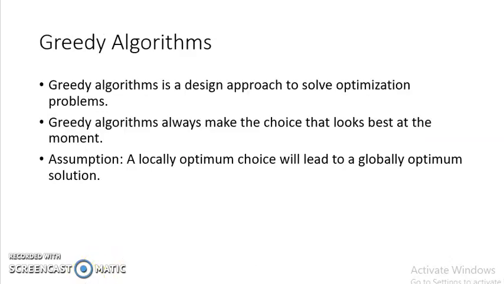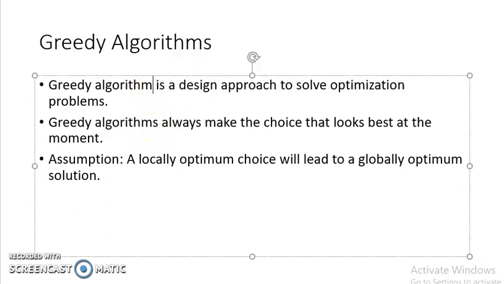Okay, let's now see what greedy algorithms are. A greedy algorithm is a design approach to solve optimization problems. Now you know what an optimization problem is. So how do greedy algorithms solve an optimization problem? Greedy algorithms always make the choice that looks best at the moment. While solving the problem, it makes an assumption that a locally optimum choice will lead to a globally optimum solution.